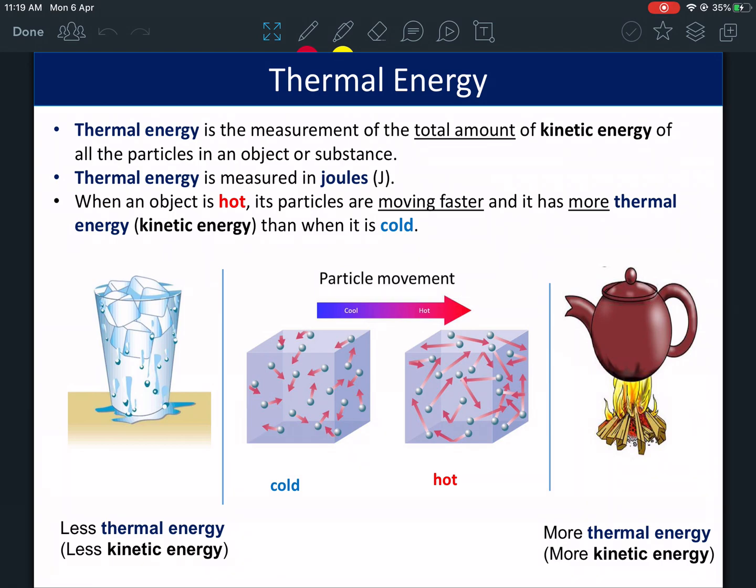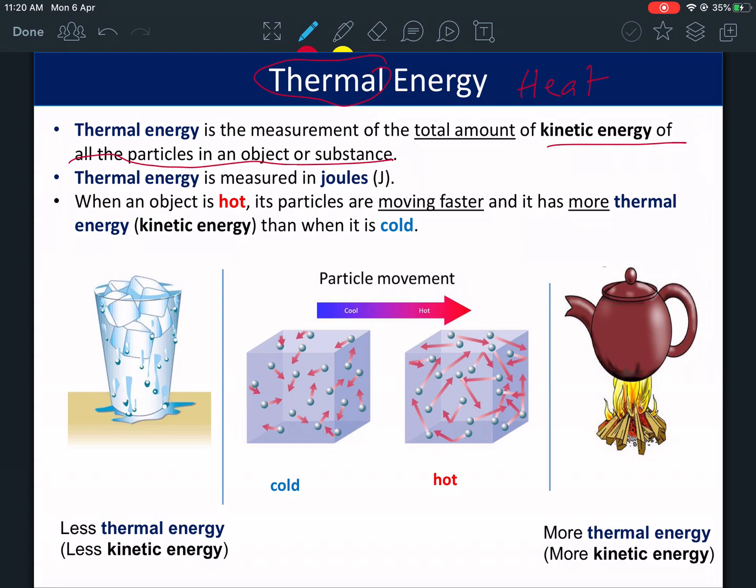Thermal energy is heat energy. You've taken that before, we talked about it in the other lesson. So thermal energy is basically the energy of heat. It's the measurement of the total kinetic energy of all particles in an object.